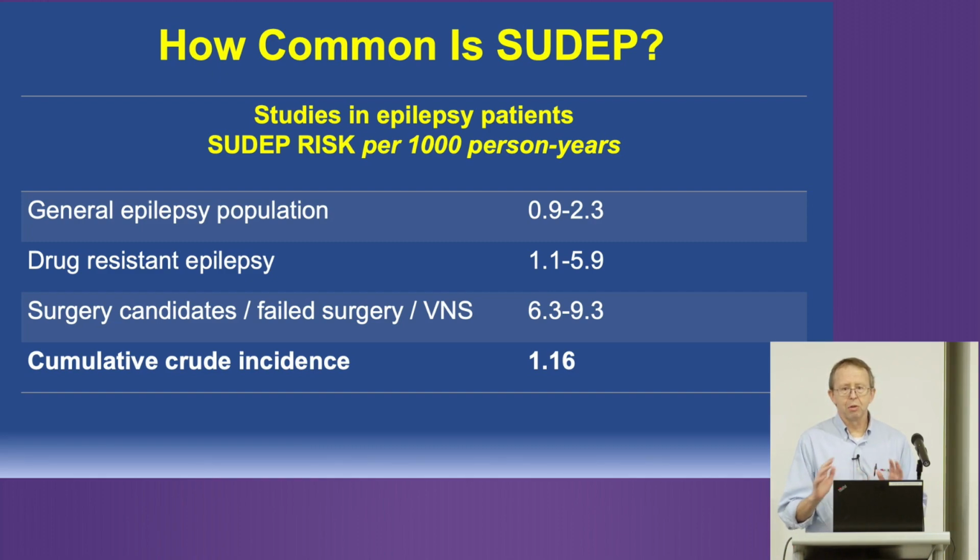And again, looking at the various studies, multiple studies, and this is summarised data. If you look at the patients just rolling up to the epilepsy clinic, then the rate is about 1 to 2 per 1,000 patient years. If you look at patients with drug-resistant epilepsy, that doubles. If you look at patients who've been worked up for surgery or failed surgery or having a vagal nerve stimulator, then the risk goes up alarmingly to nearly 10 per 1,000 patient years. So this is not uncommon, even though when you look at the population, it is uncommon. So it's quite a tricky thing to get your head around.